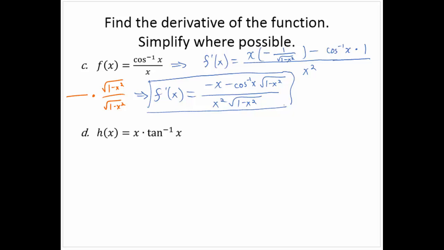Here's another good one for you to try. If h of x is x times arctangent x, calculate its derivative. Right, so then h prime of x, using the product rule, would be x times the derivative of tangent inverse, which is 1 over 1 plus x squared, plus the derivative of x, which is 1, times the arctangent of x. And so we might just write this as x over 1 plus x squared plus arctangent x.